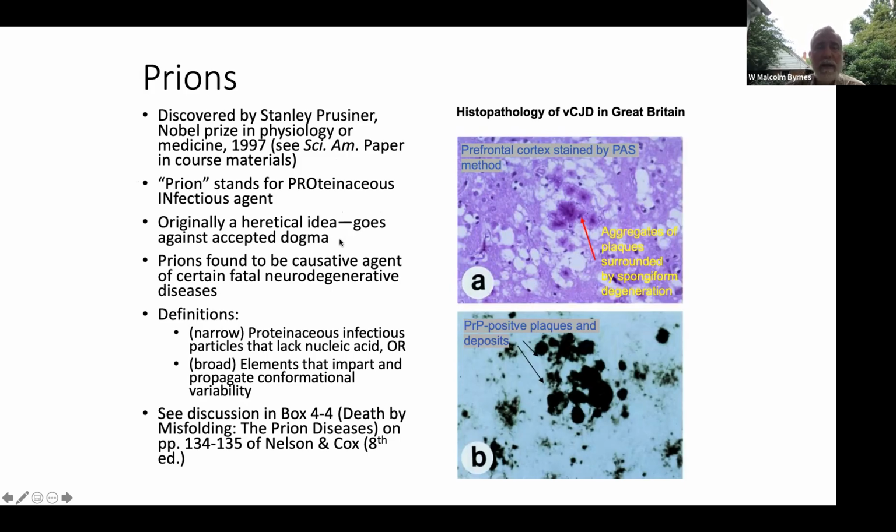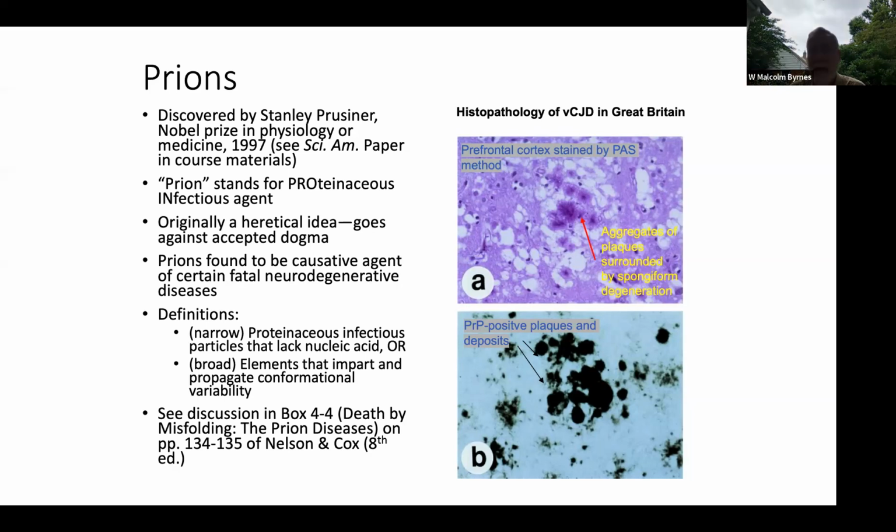Now, this idea was originally a heretical idea. The idea that a protein is causing an infection and is the infectious agent was heretical, because we've always thought of infectious agents as being either viruses or bacteria or maybe protozoa, but not proteins. But they were found to be the causative agent of certain fatal neurodegenerative diseases, like Creutzfeldt-Jakob and others that we'll look at. We can think of two definitions of what a prion is, a narrow and a broad. Narrowly, prions are proteinaceous infectious particles that lack nucleic acid.